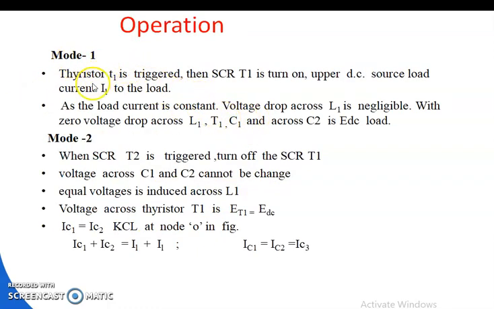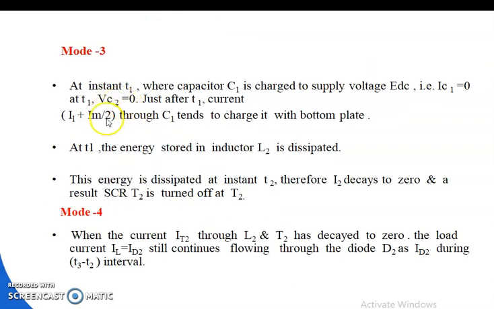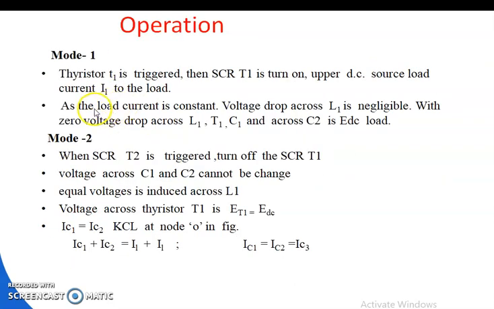Mode 1. Thyristor T1 is triggered. Then SCR T1 is turned on. The upper DC source supplies load current I1 to the load. As the load current is constant, the voltage drop across L1 is negligible. With 0 voltage drop across L1 and T1, the voltage across C1 and across C2 is EDC by 2.